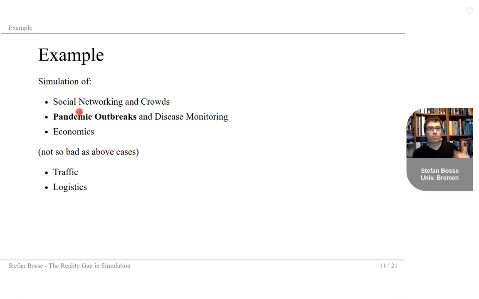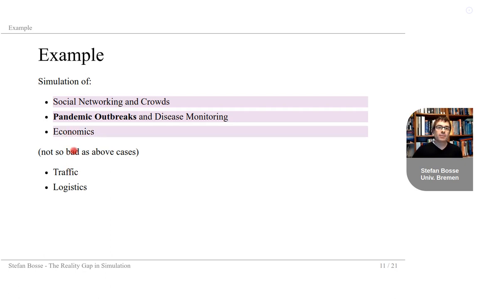Simulation can be performed in different fields of application: social networking and crowds, pandemic outbreaks and disease monitoring. This is the example I show here. Economics. Here, these are typically cases that are strongly affected by sample errors, by sample bias, the distortion of the sample distribution, and or unknown sample distributions, and so on. Traffic and logistics are not so strongly affected by these issues. Not so bad as the above cases.